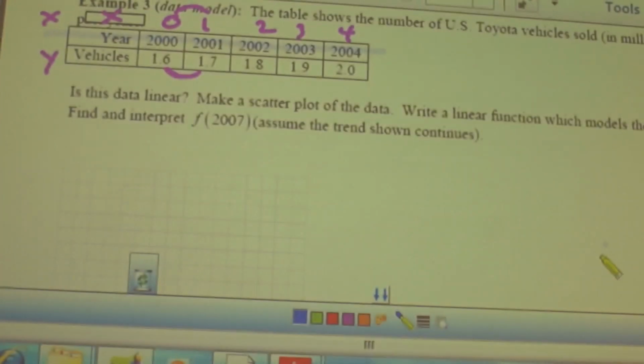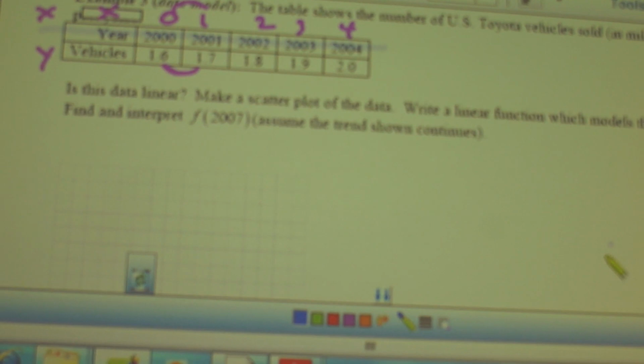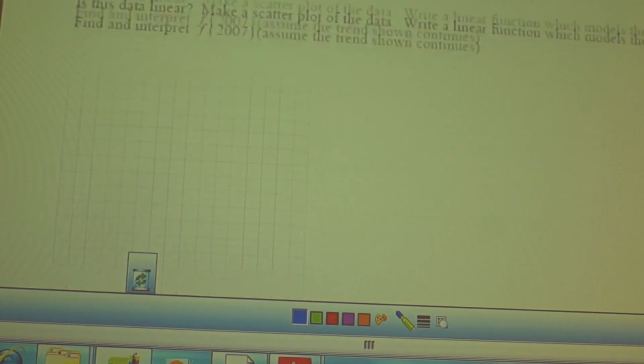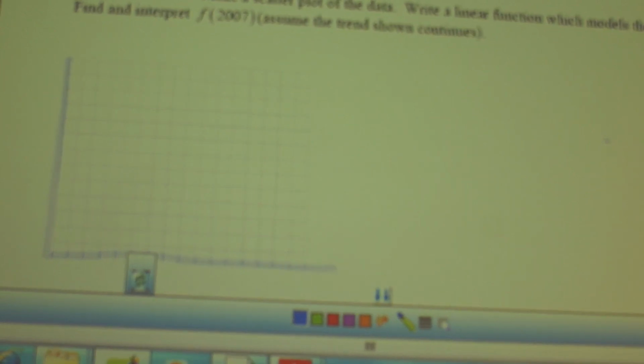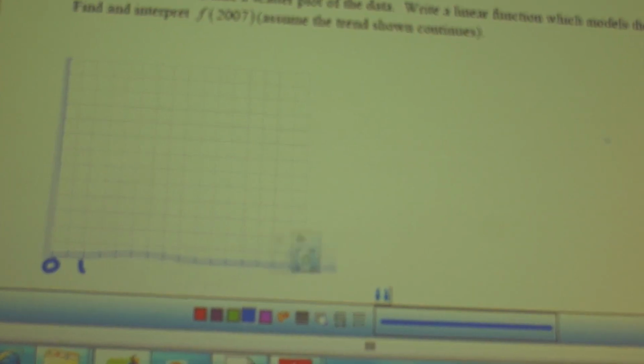Let's see what we got. So this first one, you guys went ahead and did a little setup on this. I don't know how you marked it, but you can mark it anywhere you like. 0, 1, 2, 3, 4.